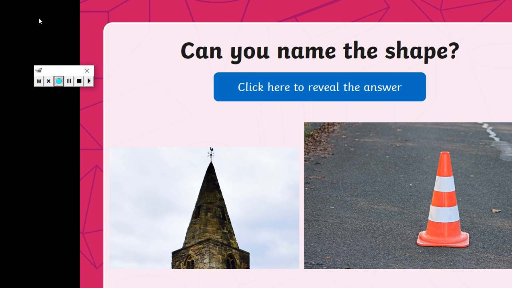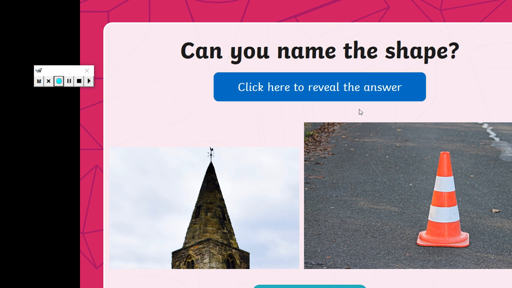So let's have a look first of all at identifying and naming the shapes that we can see. There are two shapes here that have the same name, they're just very different shapes in very different locations. So if you know the name of it, shout it out now. It is a cone. Well done if you managed to say cone.